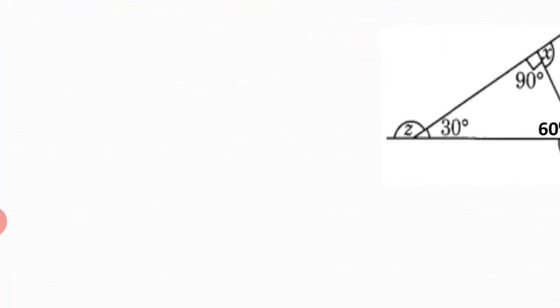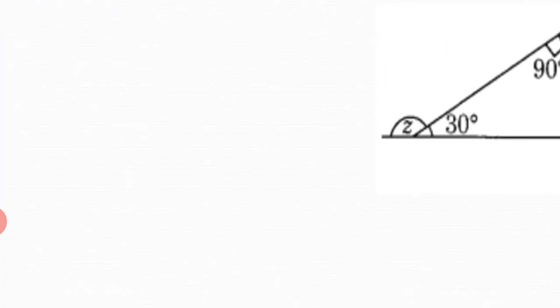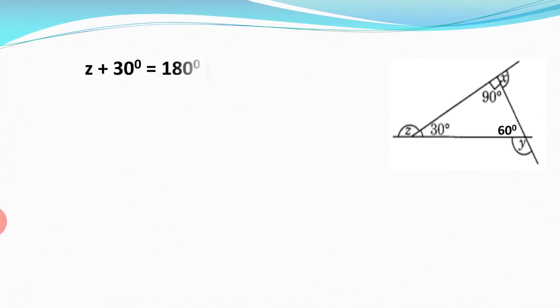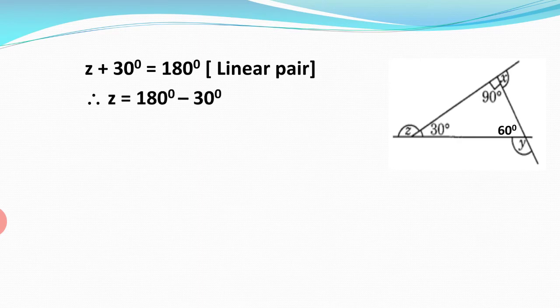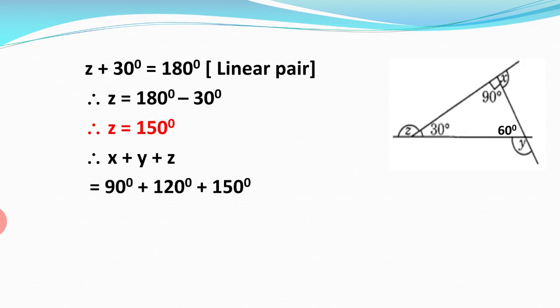Then z is forming a linear pair with 30 degree. So z plus 30 degree will be equal to 180 degree. So z is equal to 180 degree minus 30 degree, that is 150 degree. Now add x plus y plus z, because it is asked in the question. So we add 90 degree plus 120 degree plus 150 degree, which comes out to be 360 degree. So x plus y plus z comes out to be 360 degree.